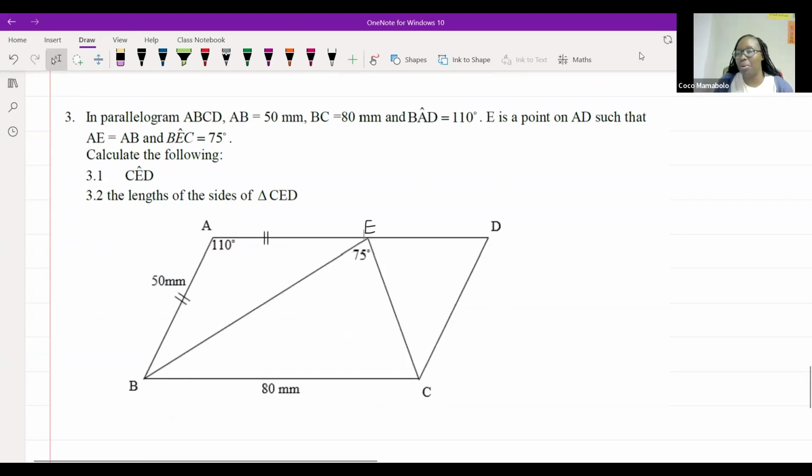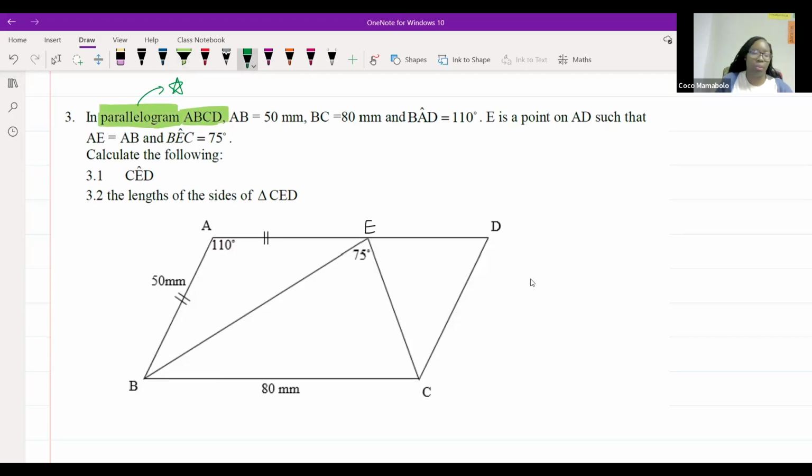Okay, so let's not panic. Let's not start acting like we don't know anything about geometry. Let's read the information we've been given. Look at what it says: in parallelogram ABCD. So they've been nice enough to tell us that this is already a parallelogram, so we already know that the properties of a parallelogram apply. This is very helpful.